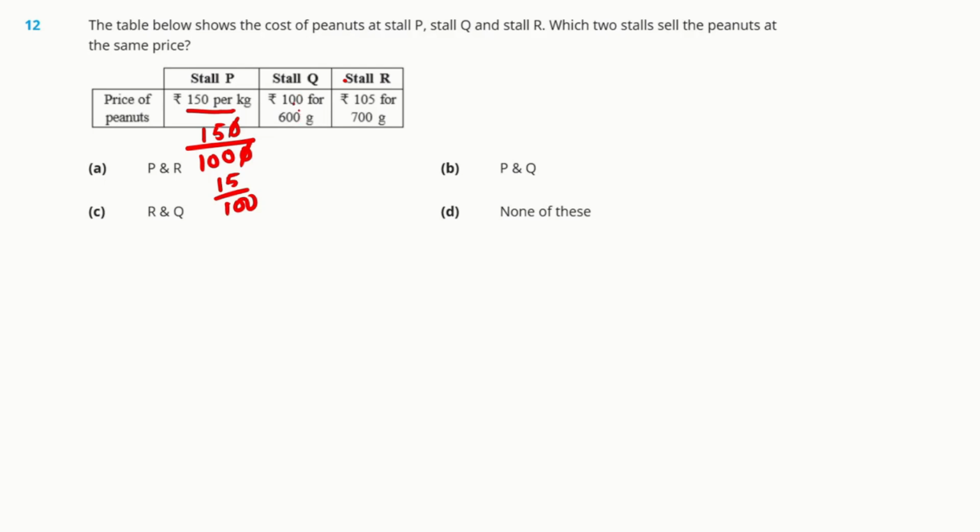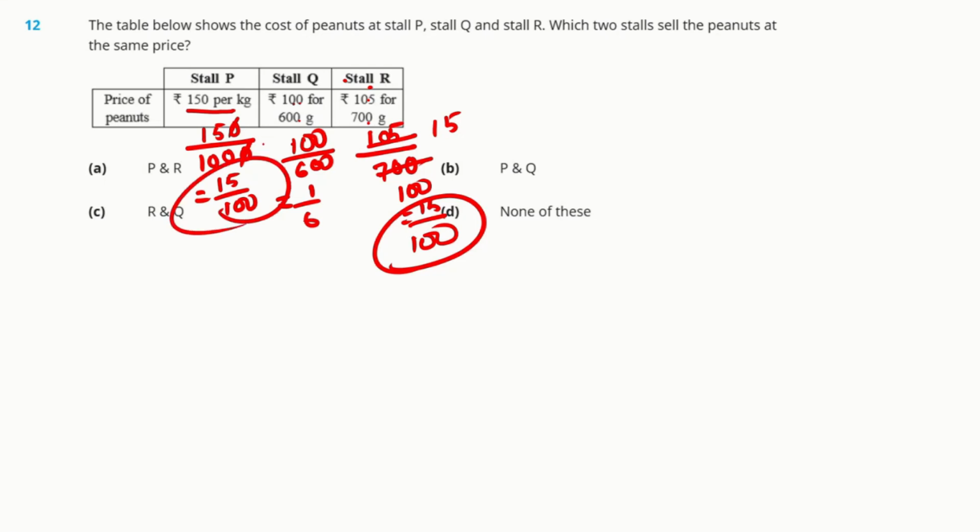Stall Q is 600 grams for 100 rupees. So per gram cost is 100 by 600, which is 1/6. Stall R, 700 grams for 105. So per gram is 105 divided by 700. Both can be simplified by 7. This becomes 100. This becomes 15. 15 by 100 for this as well as for this. So P and R are selling for the same price. Option A is our answer.